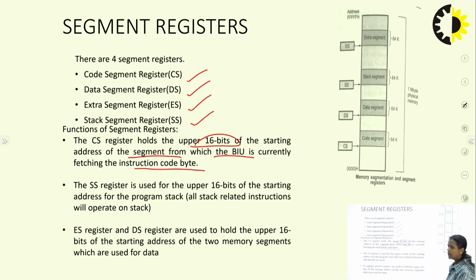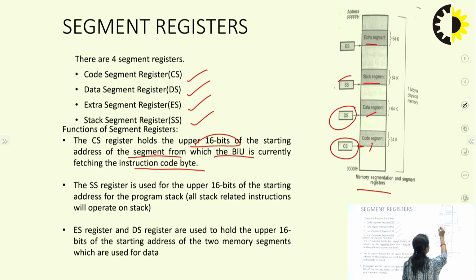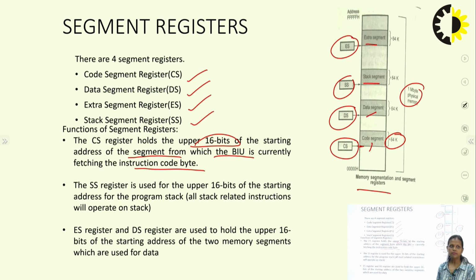Here we can see this is our memory, which is divided into different sections. This is a code segment, this is a data segment, this is a stack segment, and this is an extra segment. The starting address of each segment is stored in these segment registers. This is a total of 1 megabyte of physical memory, and we have divided this memory, and the code segment and all these segments are of 64 kilobytes. So the address of 16 bits can be generated here.